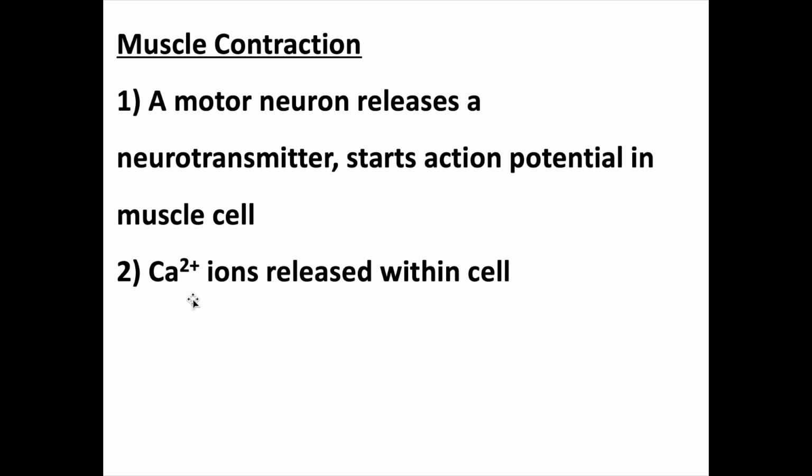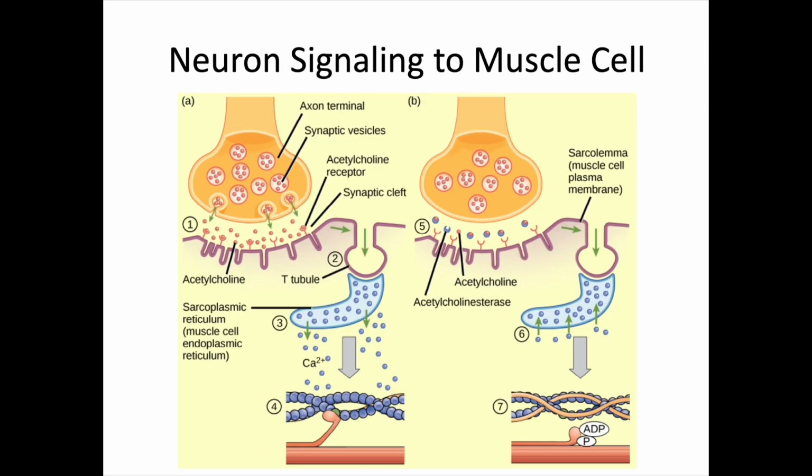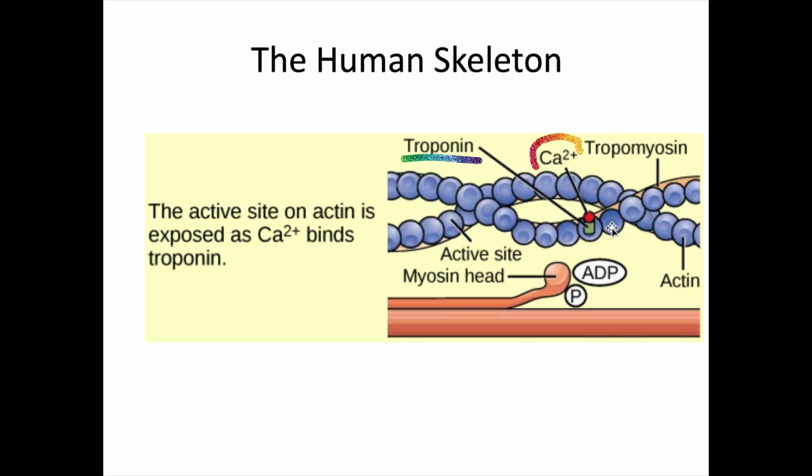That leads to calcium ions being released. So what did the calcium do? Well, the calcium comes in and binds to this protein called troponin. Troponin is part of the thin filament. So the thin filament is only mostly actin. There are a couple of other proteins present on the thin filament, including this troponin protein.